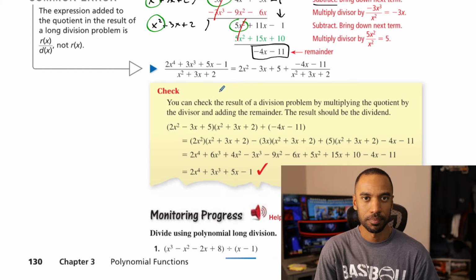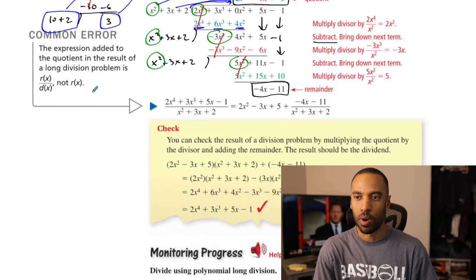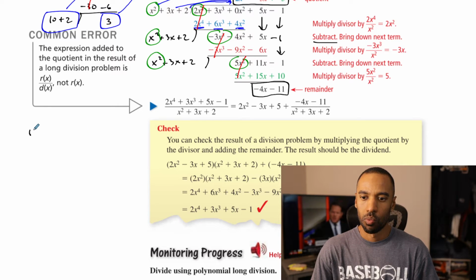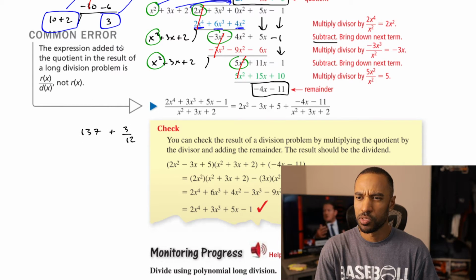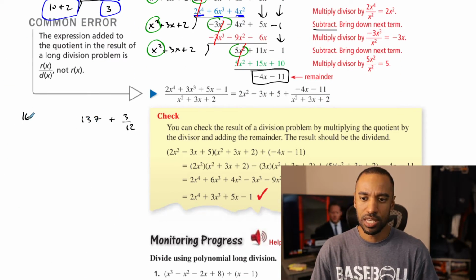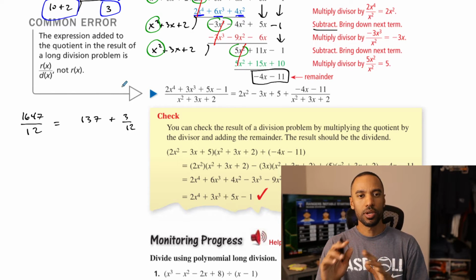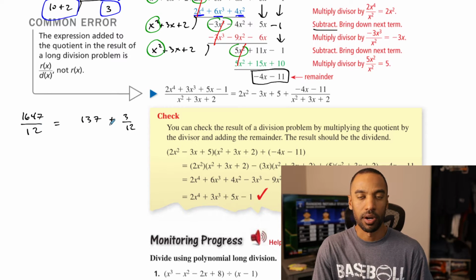Now, why does this work? Well, let's start with the number ones that we had here. 137 plus 3 over 12 was the result of what division? 1647 divided by 12. So 1647 divided by 12 equals that, right? They're saying you can double check. 1647 divided by 12 is some number. How do we figure out that our answer is right? We can do this times 12 to see if we get 1647.